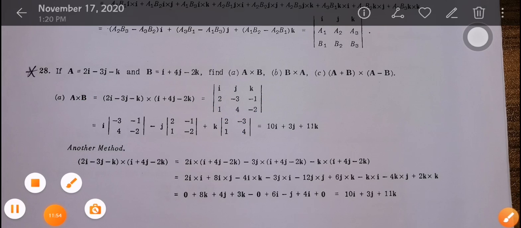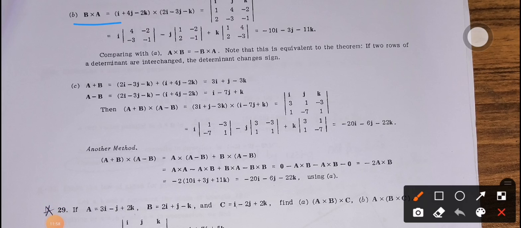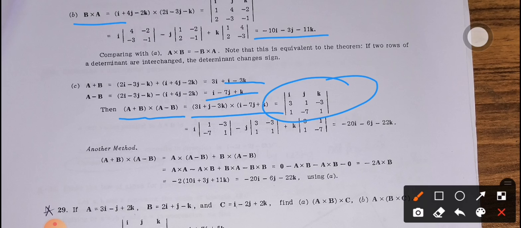Similarly, you can solve the other two vectors, that is b cross a, and you can see that a cross b and b cross a are having the same components but are in opposite direction, that is all the components are negative now. Then you have to find out a plus b cross a minus b. So for this we will find out a plus b and a minus b, and then we will take the cross product by solving the determinant over here.